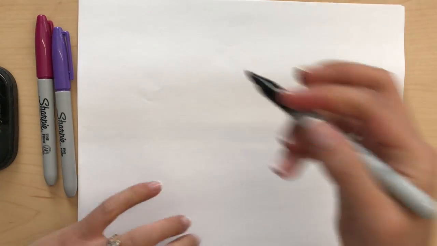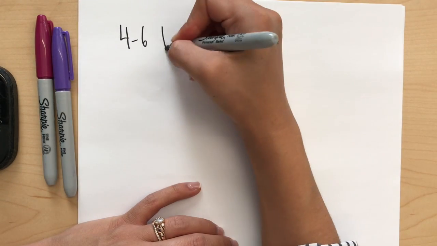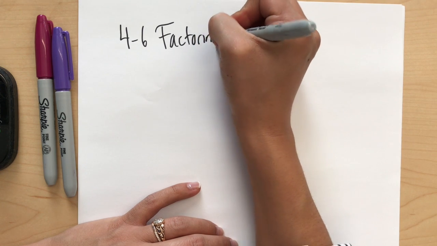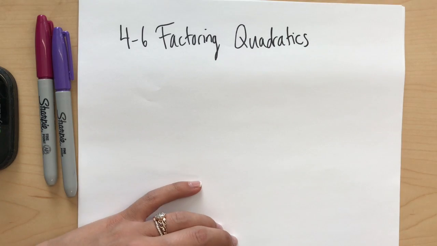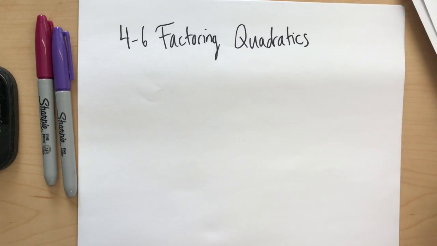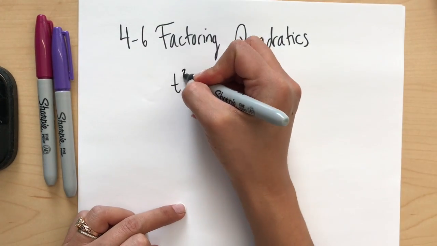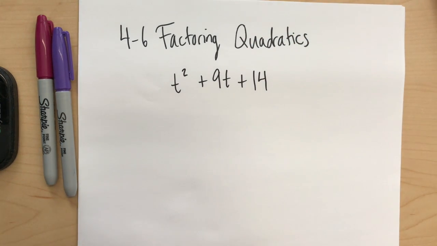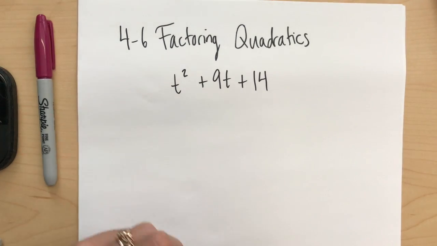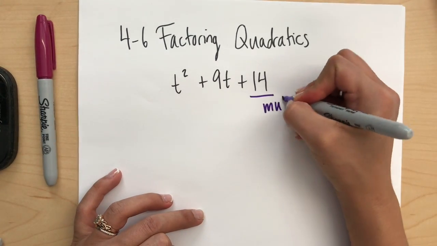More factoring. We're going to be doing a lot of factoring throughout this entire year, so it's really important that you pay attention and that you really understand what's going on with factoring. Okay, so here we're going to factor a quadratic. Now, a quadratic is something in the form of something squared plus something by itself plus a number. So we have ax squared plus bx plus c.